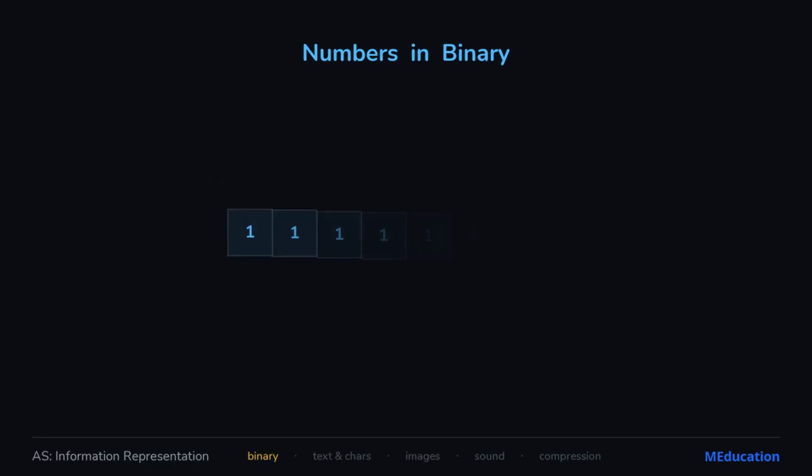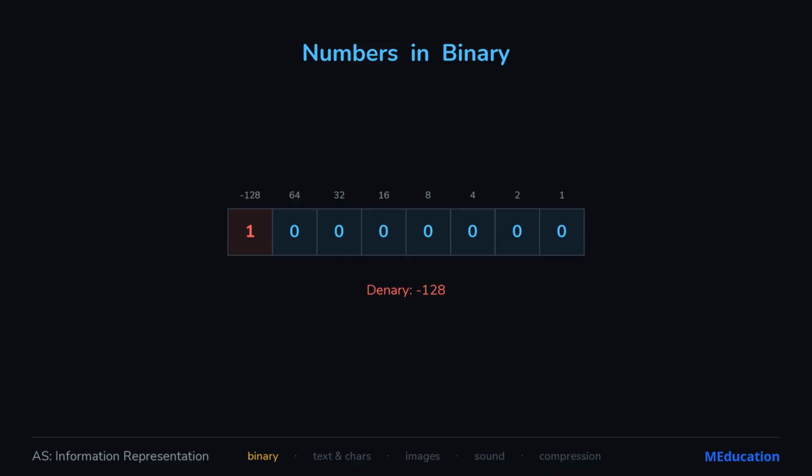We group these bits together to form values. Using base 2, each position is worth double the last. An 8-bit byte can store unsigned denary values from 0 all the way up to 255. To handle negative numbers, we use 2's complement. The most significant bit becomes negative. So a 1 in the highest column actually means minus 128, shifting our whole range downwards.